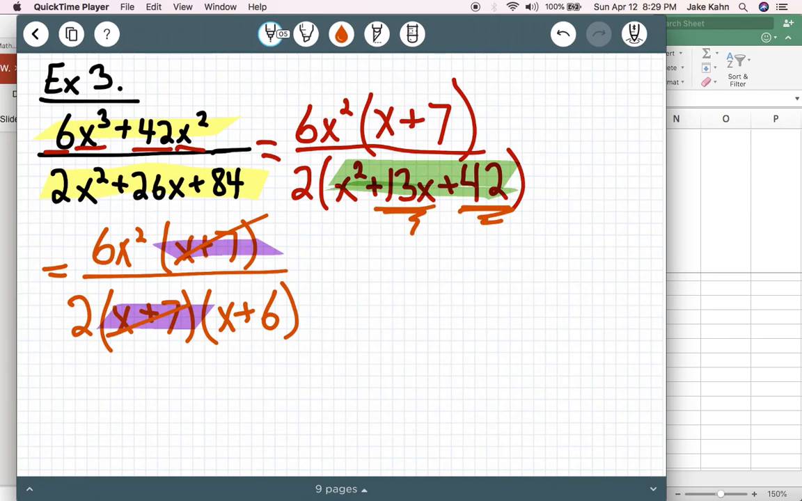X plus 7 will be gone. What else can we simplify? X plus 6 doesn't appear on top and bottom. However, I do see that 6 and that 2 here.